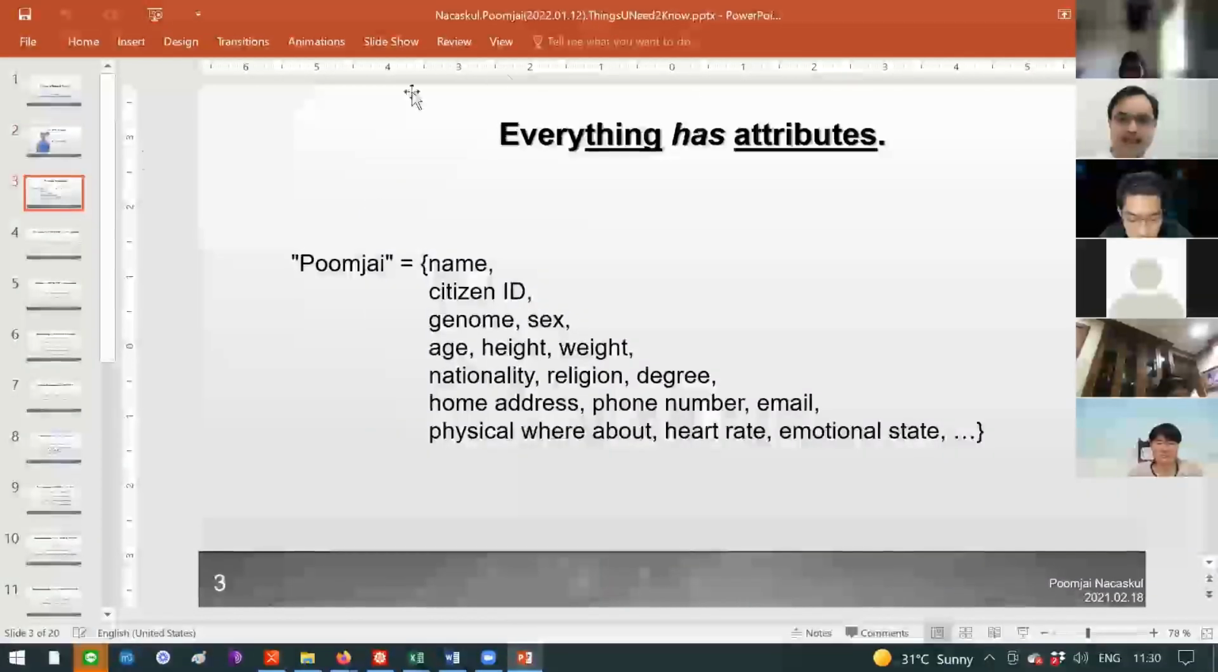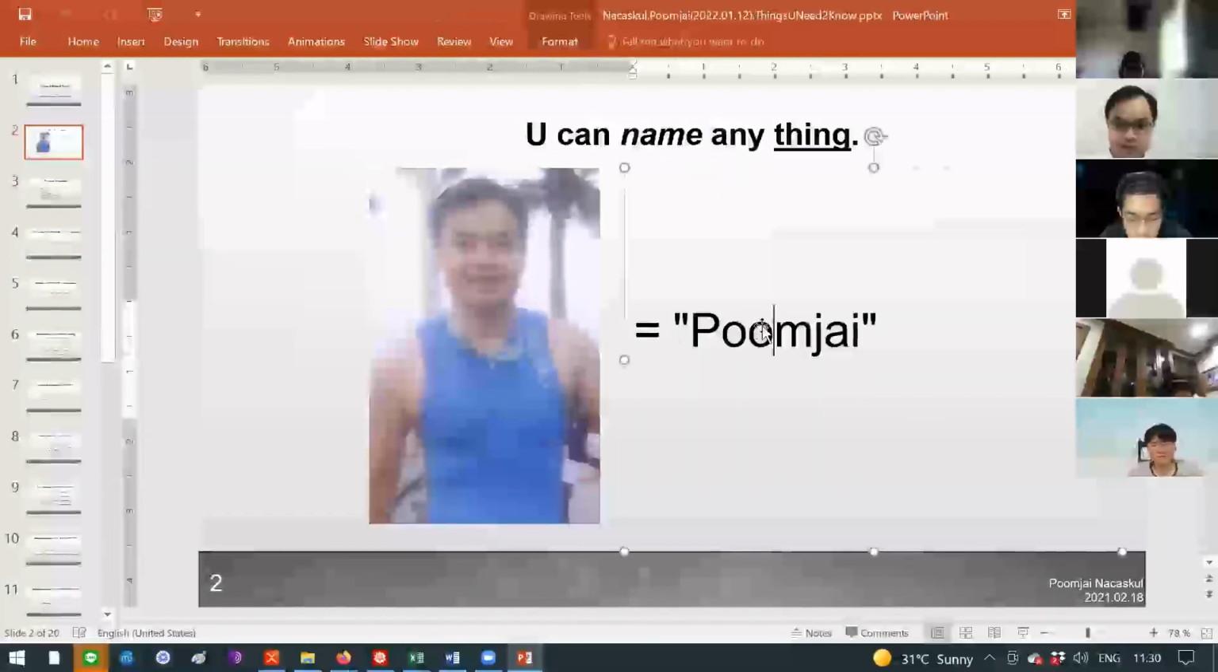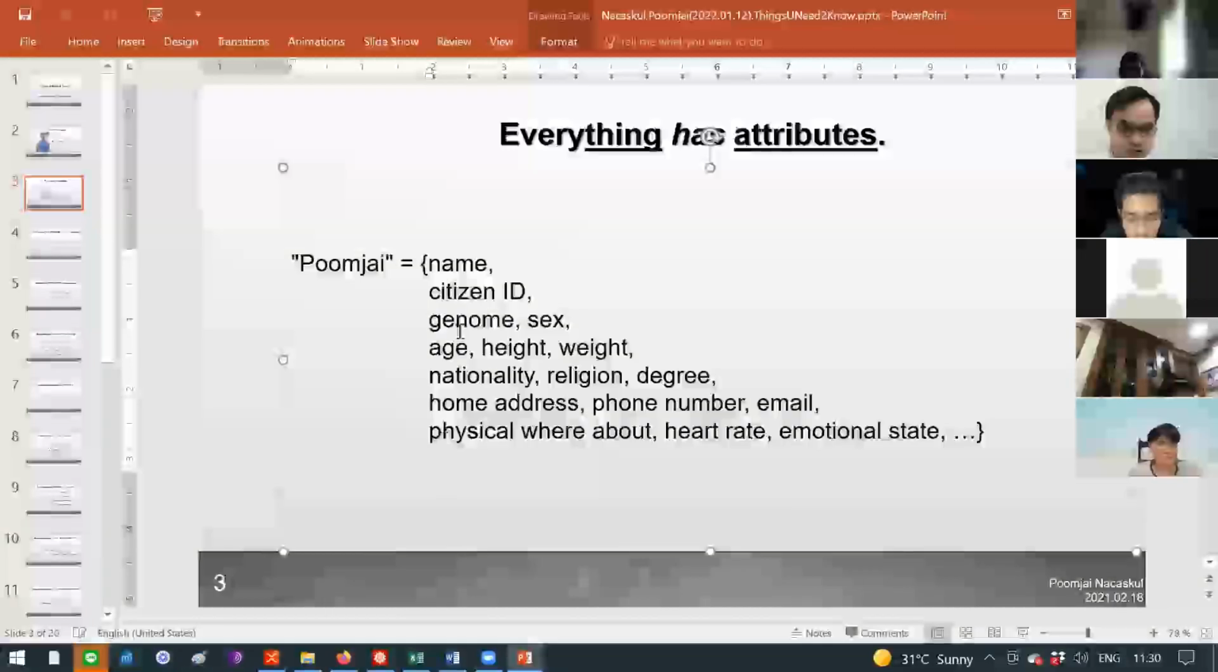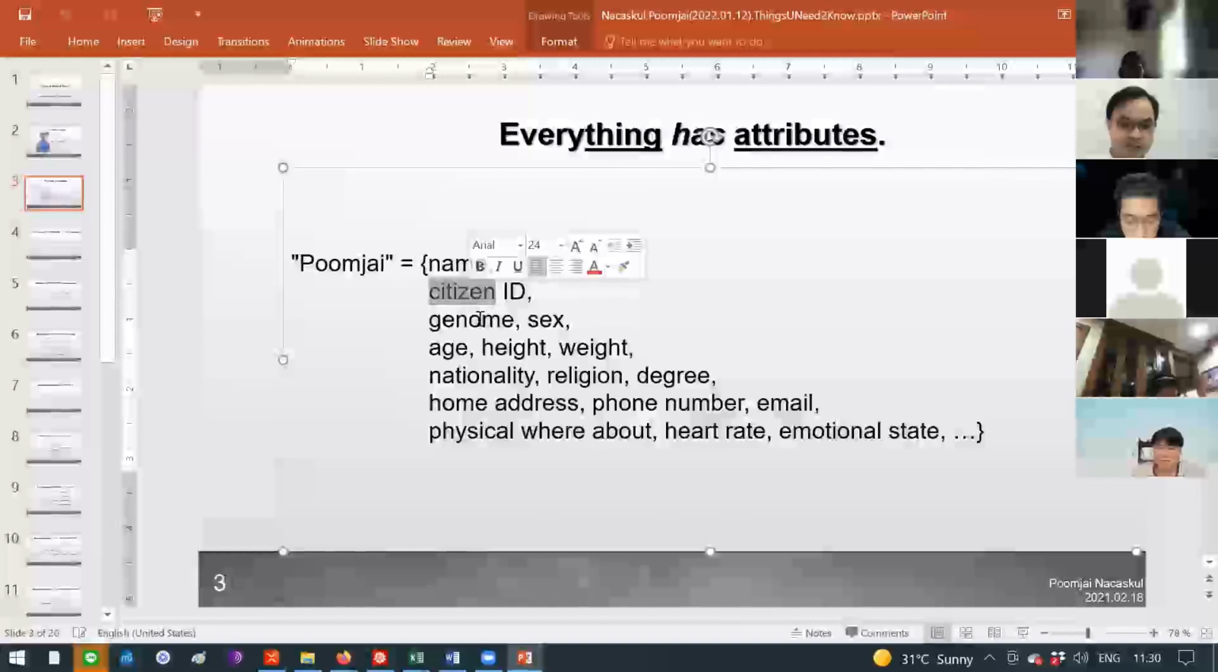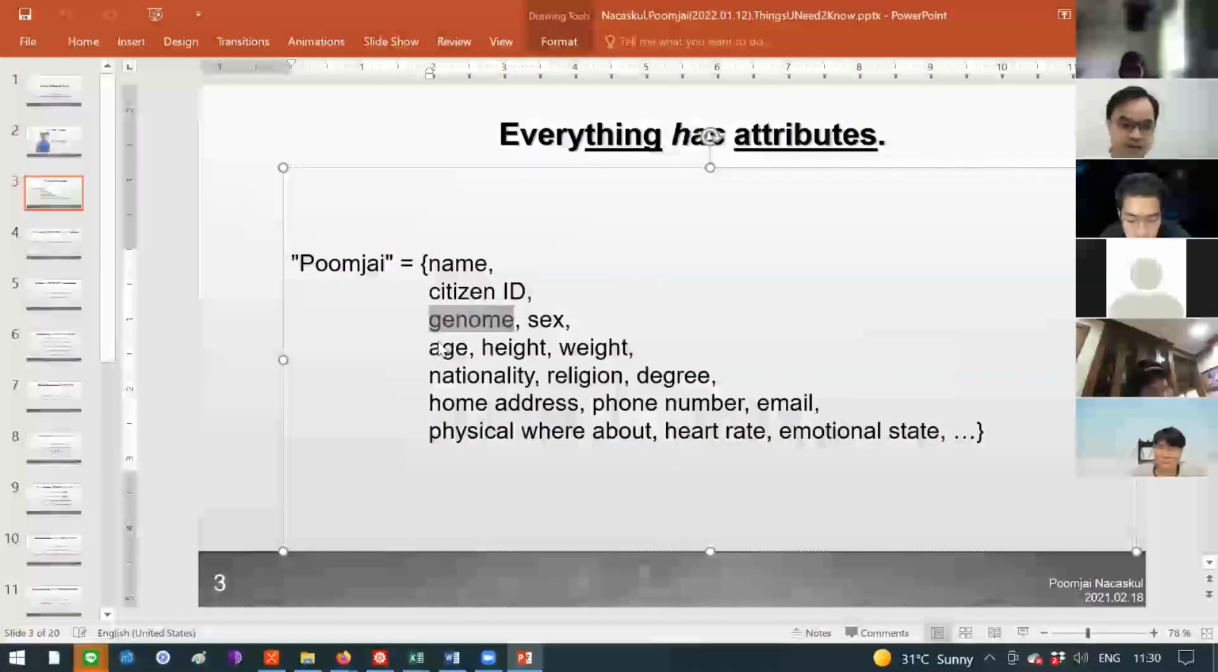Step 2, everything that you name has attributes. So here, you name this thing as Pumjai. Pumjai has a name, a citizen ID, genomes, right? My genetic set, my sex, age, height, weight, nationalities, religion, degree, home address, phone number, email, physical whereabouts, my location right now, heart rate, emotional states. Some of this you would notice is permanent or semi-permanent, like citizen ID. My genome can change a little bit, but by and large, it's fixed from birth.